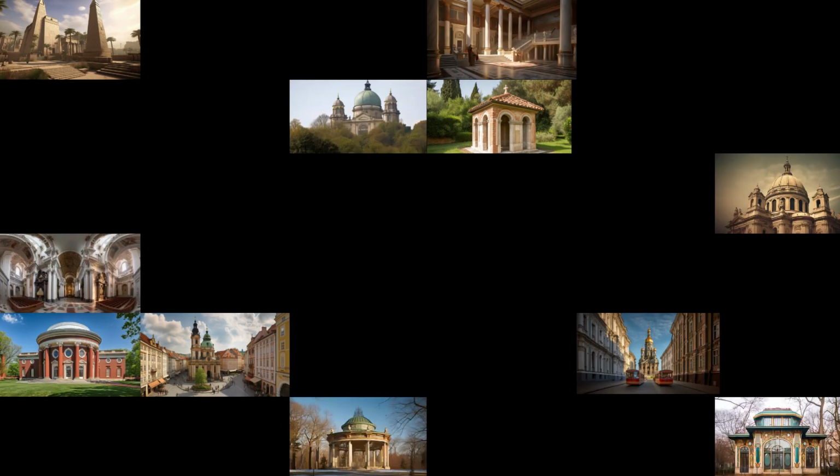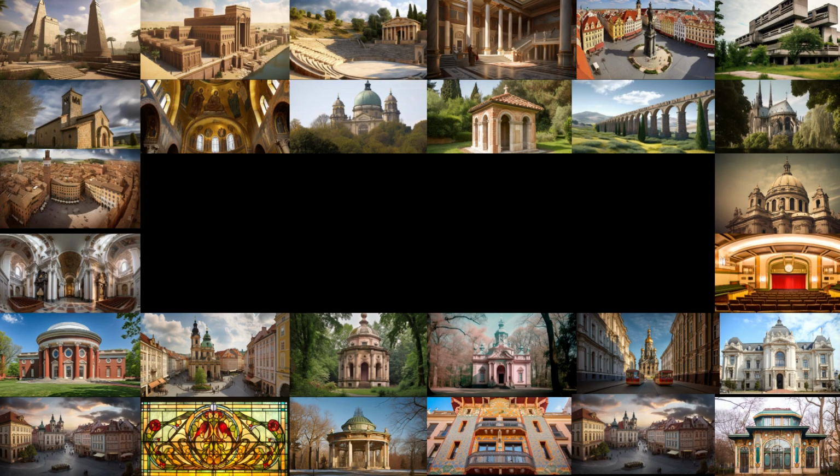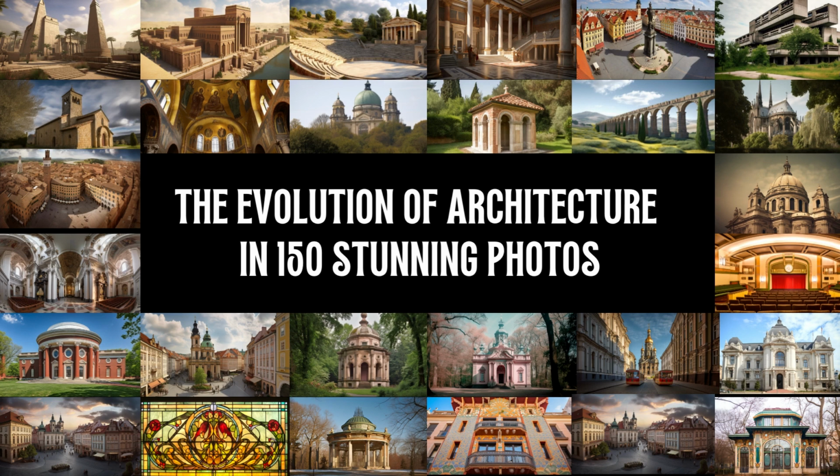Welcome to an extraordinary visual journey through the evolution of architecture. In this captivating video, we'll showcase a diverse array of architectural styles spanning over millennia, from the majestic ancient Egyptian and Mesopotamian to the awe-inspiring Gothic and Baroque, and all the way to the modern era of Bauhaus and beyond.